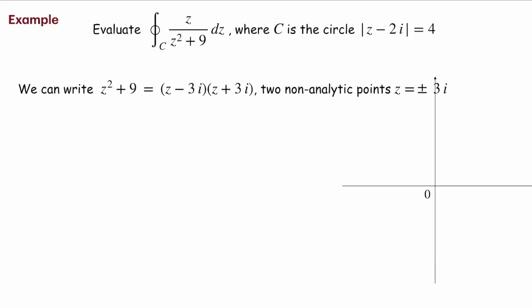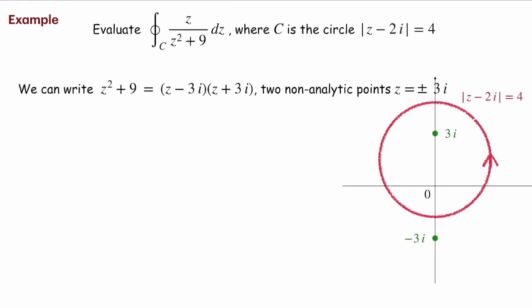Let's have a look at this on the complex plane. We have the points minus 3i and plus 3i where the function is not analytic. Then we have a contour mod z minus 2i is equal to 4. We clearly see that only one point, z is equal to plus 3i, is inside the contour, and z is equal to minus 3i is outside, and we do not have to worry about it, because we have seen that only what is inside the contour matters.